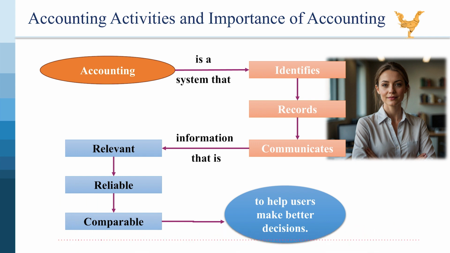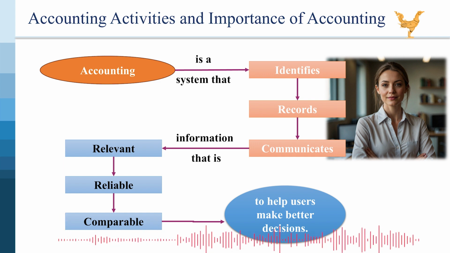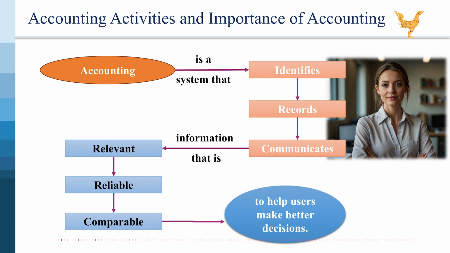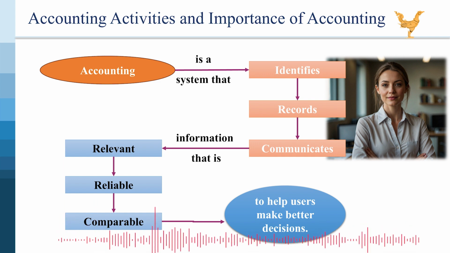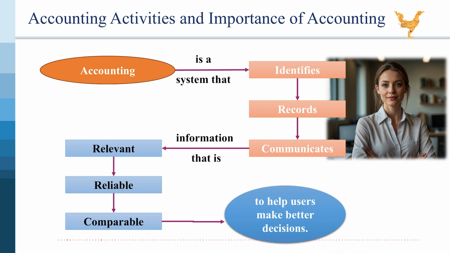2. Recording. Once transactions are identified, they need to be recorded systematically. This involves keeping a chronological record of each transaction, often using a method called double-entry bookkeeping. This ensures every transaction is accounted for and the books are balanced.